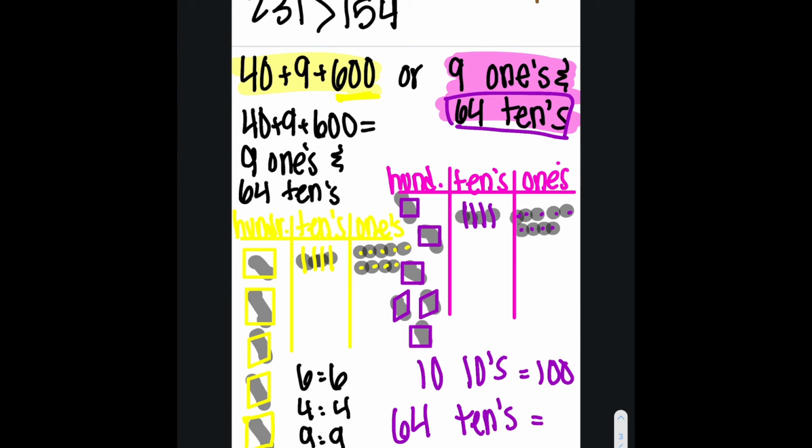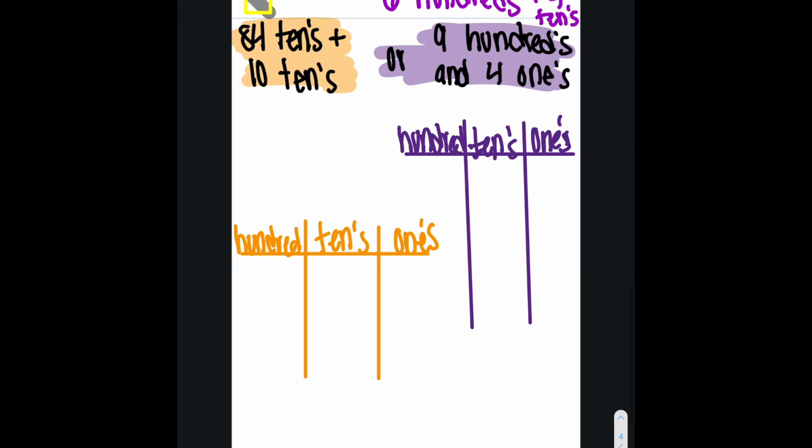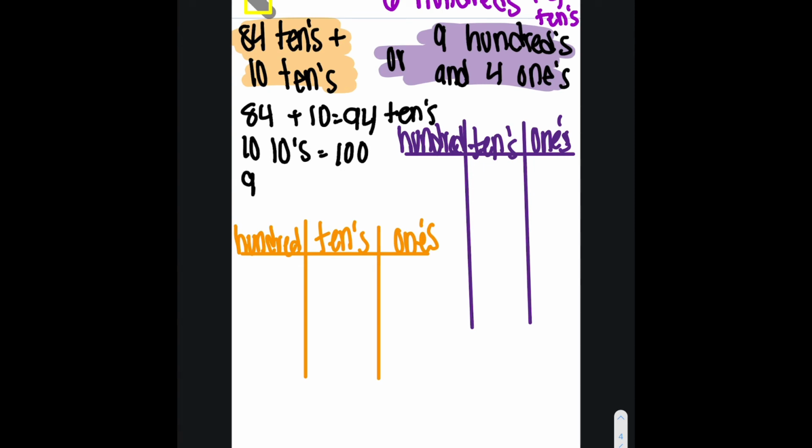Alright, and then we can move on a little bit. So you've got orange and purple here. We've got 84 tens plus 10 tens. So 84 plus 10 is equal to 94 tens in the orange side. And we just talked about how 10 tens is equal to 100, and there are 9 tens in there, so we know that there's 90 tens, so we know that there are 9 hundreds, and then there's 4 left over in the tens place. So we can draw that in really quick here.